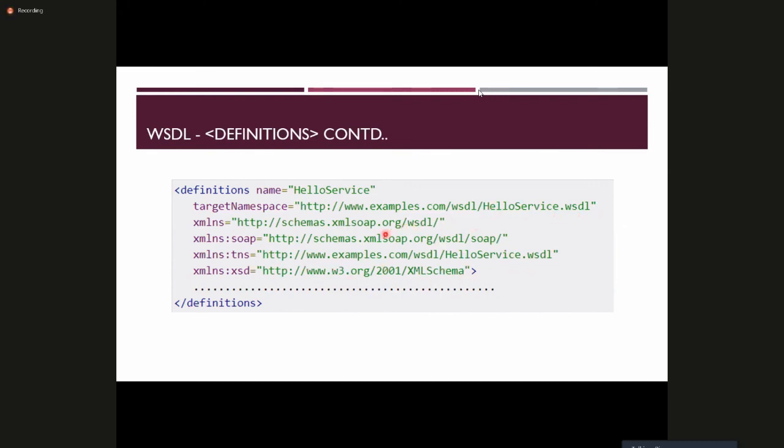Hello service WSDL, and then XML schema, the things that we know, right? So these are the namespaces that we are going to use throughout this WSDL document.